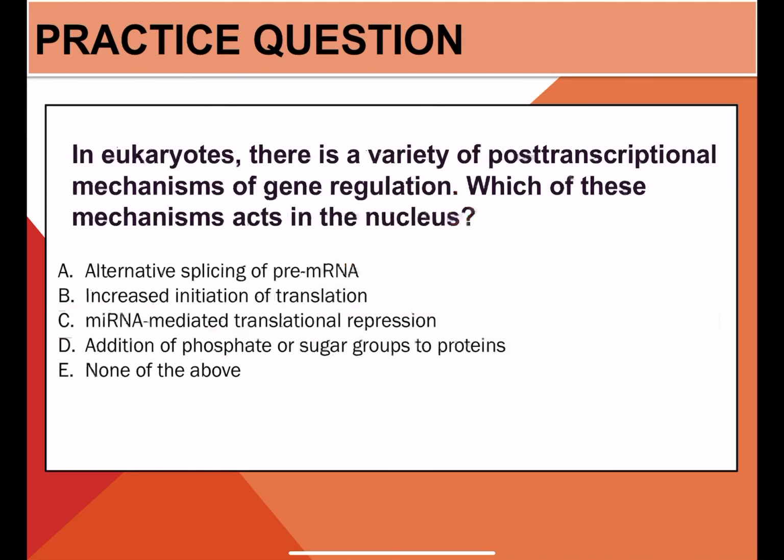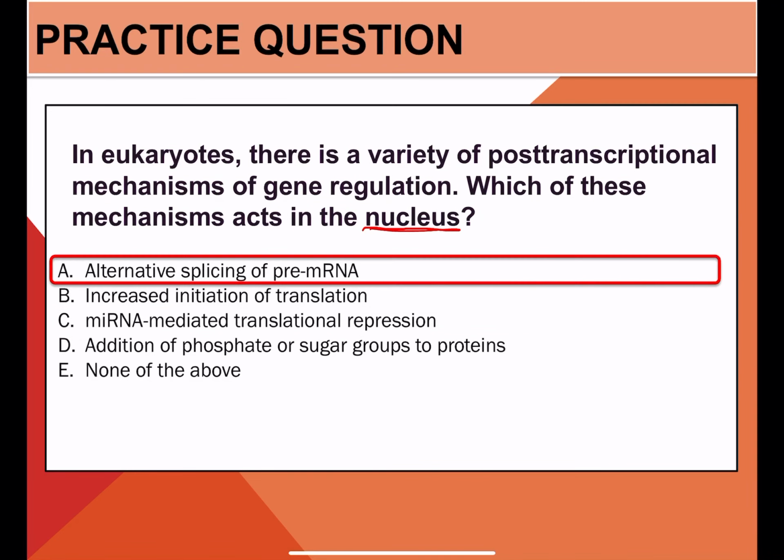All right, so in eukaryotes, there is a variety of post-transcriptional mechanisms of gene regulation. Which of these mechanisms acts in the nucleus? The key word there is nucleus. So alternative splicing is the only thing that acts in the nucleus. Here it says translation, which means cytoplasm. mRNA-mediated translational repression, cytoplasm. Addition of phosphate or sugar groups to proteins means this is talking about post-translational stuff, which means it's in the cytoplasm, okay?